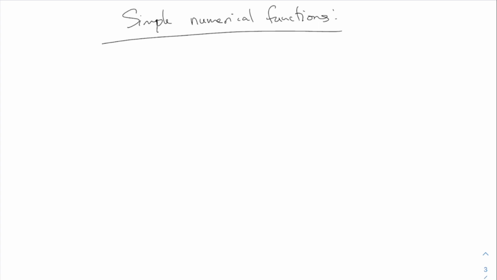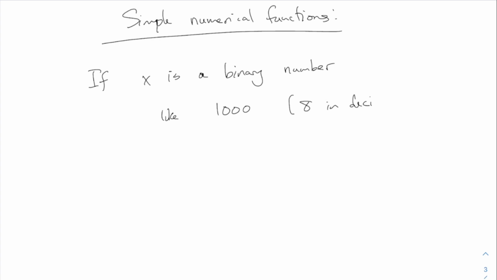So, simple numerical functions. If x is a binary number, that is to say, I imagine, like 1000. This is the number 8, right? Or is it 16? This is the ones digit, the twos digit, the fours digit, the eights digit. So this is the number 8 in decimal. Decimal means base 10. Binary means base 2. So that's a binary number.